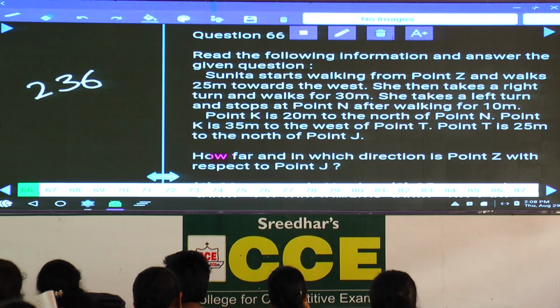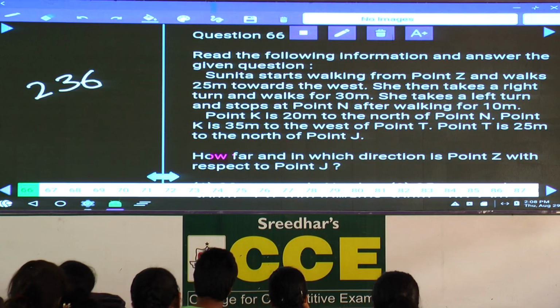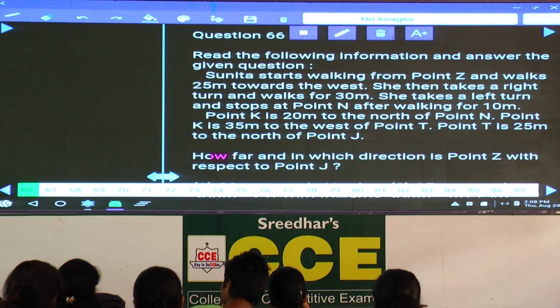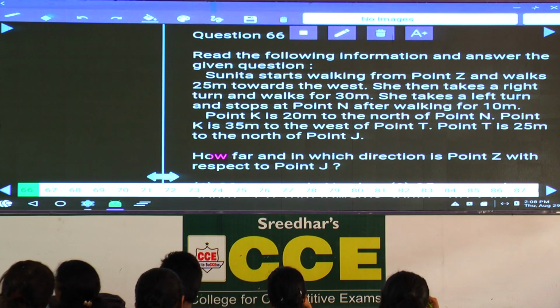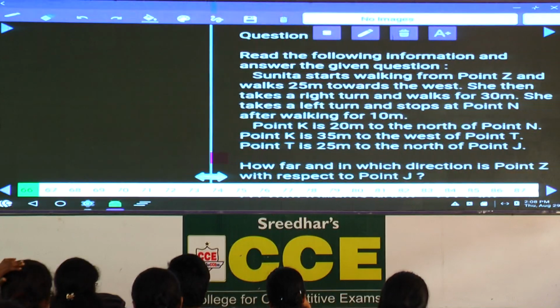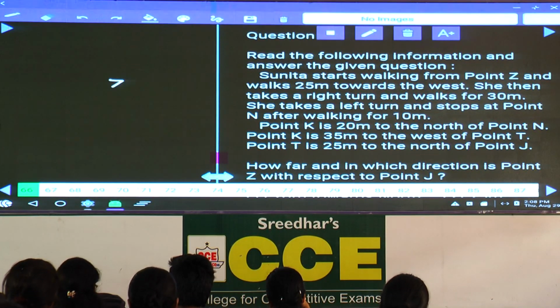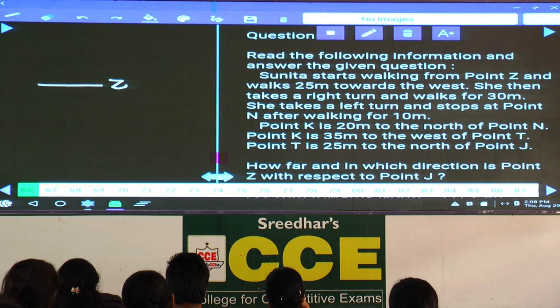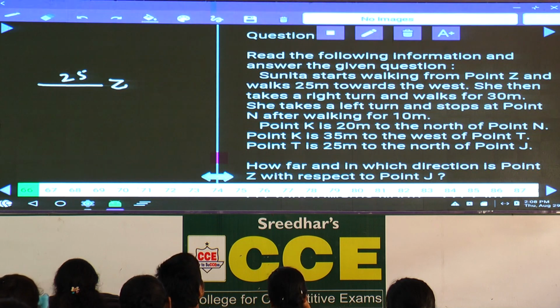67. Now, two questions are based on these directions. What is the first information we have? Sunita starts walking from point Z and walks 25 meters towards west. Now, this is the starting point of Sunita, Z, and she walks 25 meters towards west. Then she takes a right turn and walks for 30 meters.